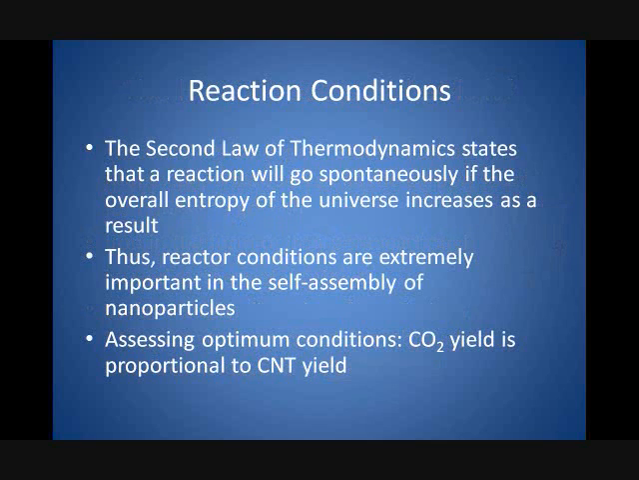The second law of thermodynamics states that a reaction will go spontaneously if the overall entropy of the universe increases. Ideally. Whether or not this occurs depends on the thermodynamic conditions within the reactor. Maximum production efficiency can be achieved by optimizing several of these parameters. We'll take a look at several plots used to determine the ideal conditions. Since CO2 yield is proportional to CNT yield, it is used as a marker of CNT production.